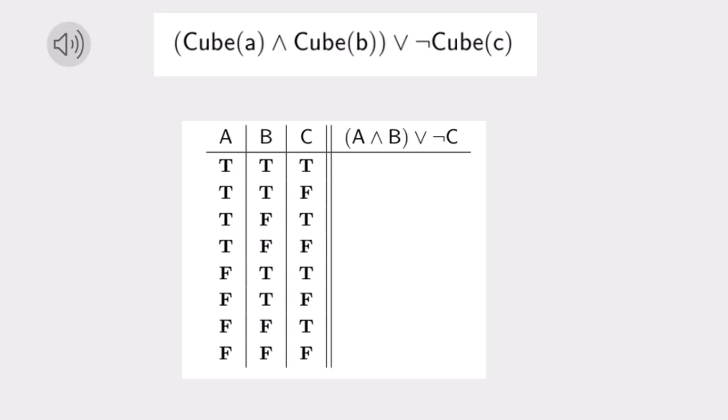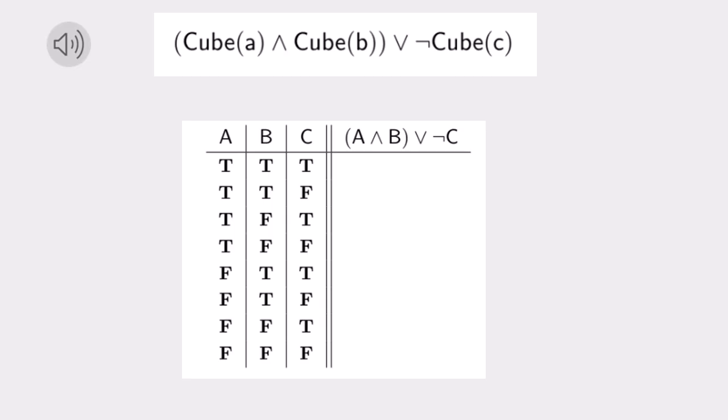You're also seeing a convention here that is helpful for making it a bit more manageable and easy to recognize the pieces. We will often replace atomic sentences with just capital letters. And so in this case, cube A has been replaced with just capital A. Cube B has been replaced with capital B, and cube C has been replaced with capital C. And therefore, the complex sentence that we were interested in was really the sentence A and B or negation C.